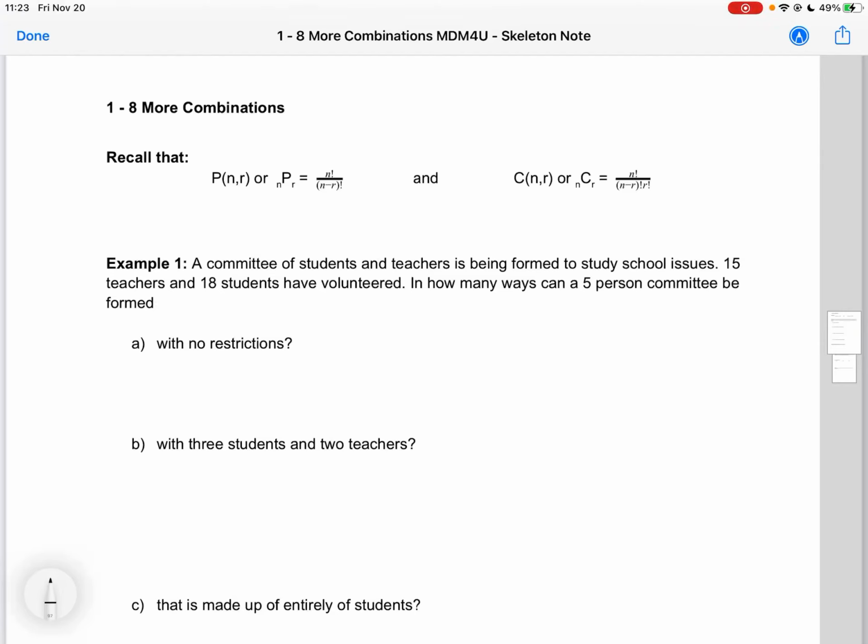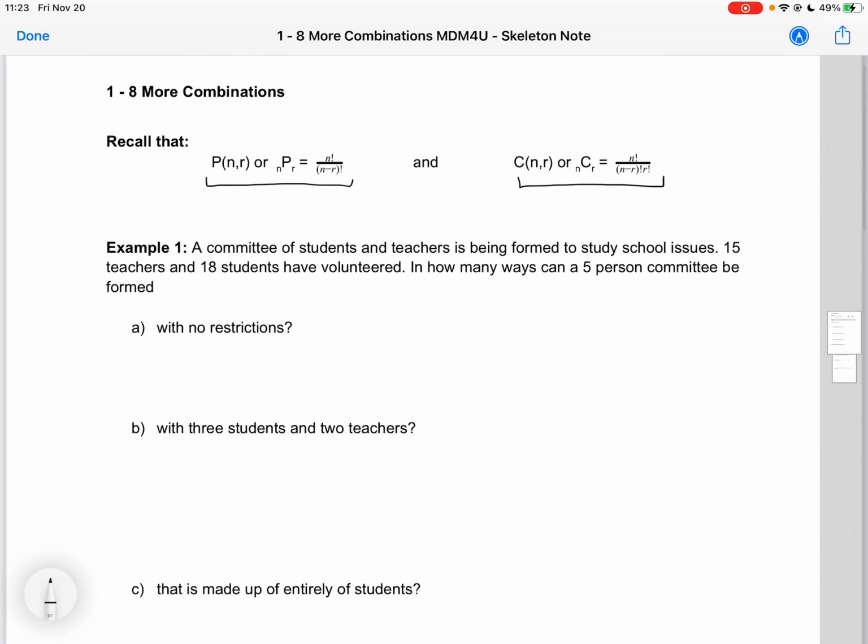In this video, we're going to look at some more complicated examples of using combinations. And we've got two things to recall here. Our permutations, or where the order matters, we use nPr is equal to n factorial over n minus r factorial. In our combinations, where the order doesn't matter, we would have n choose r is equal to n factorial over n minus r factorial times r factorial.